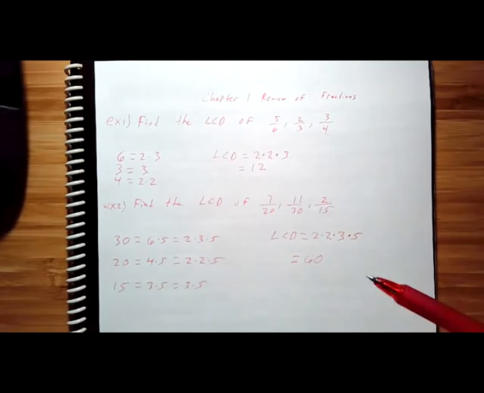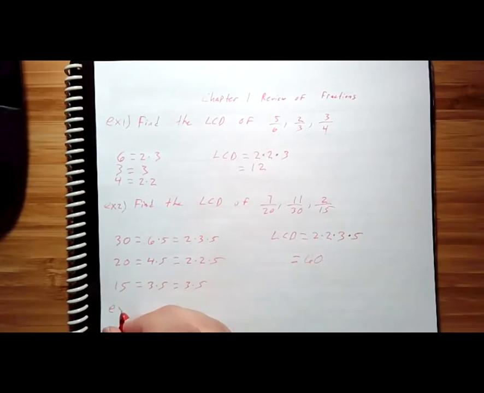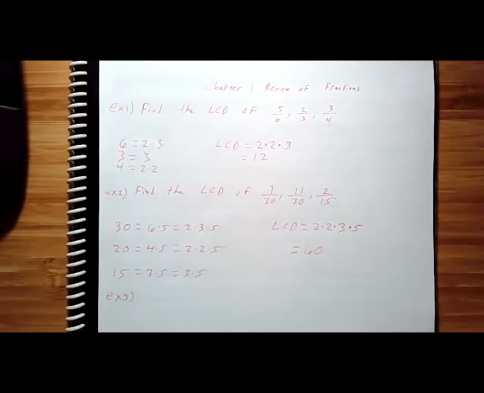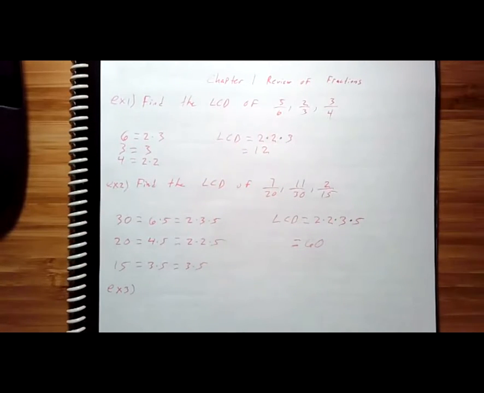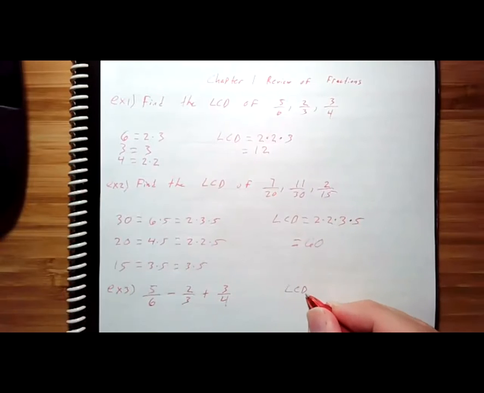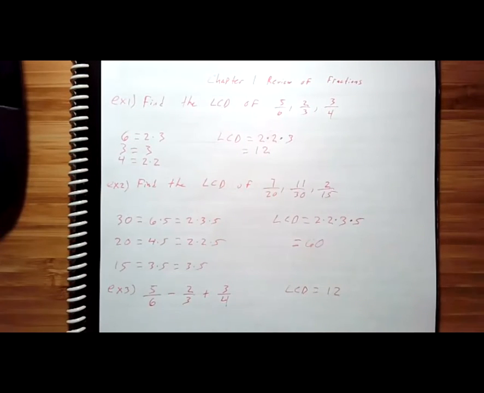So now let's go back and actually add things. This is the actual first example from your workbook. I added 2 extra ones just to remind you what LCD means. Let's add that now. So 5/6 minus 2/3 plus 3/4. We already did the LCD. We said the LCD of all 3 was 12, right?